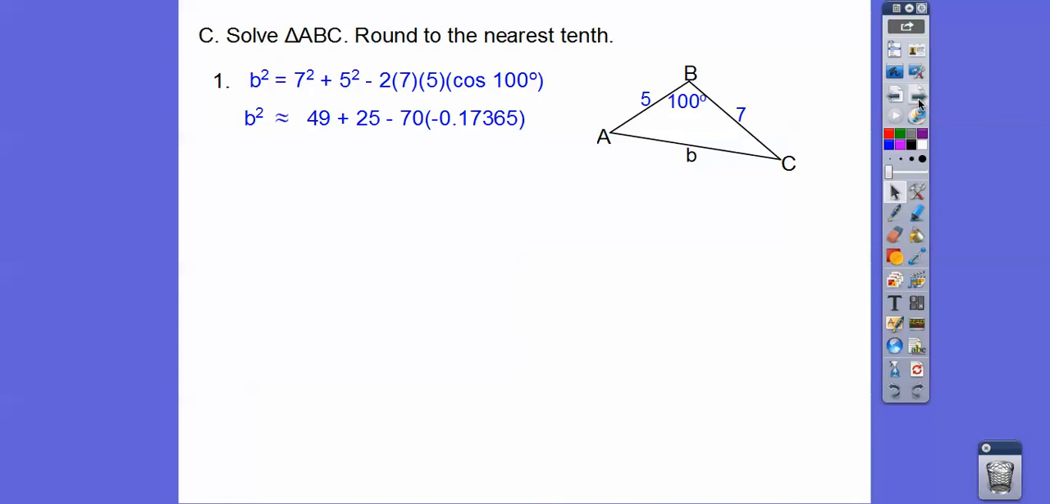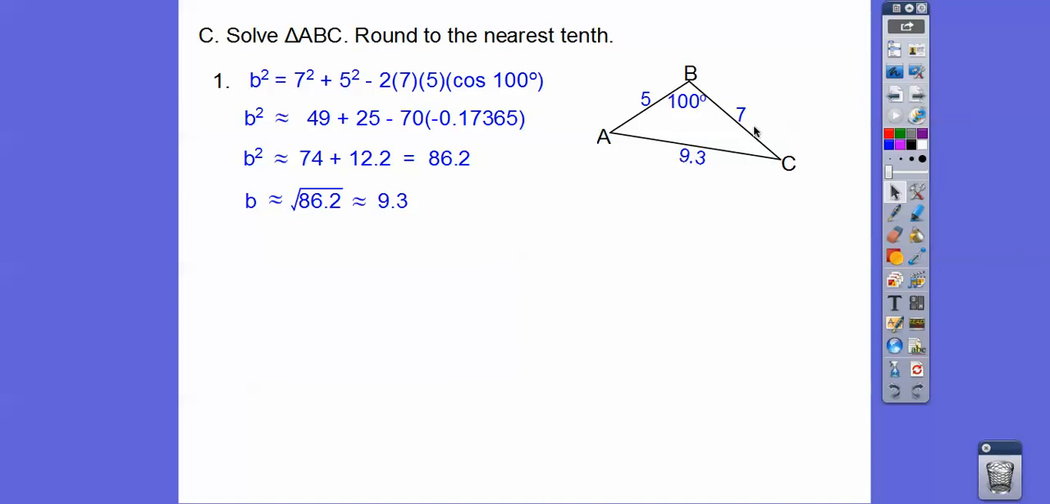All right, so if we plug all that in our calculator, now we'll understand later why this is negative, you guys, so hang in there. But the cosine of 100 is negative 0.17365. Okay, and then of course 7 squared and 5 squared, and then if we clean that up, we get that, and so that's what b squared is. So b is the square root of that. So let's go ahead and put that in there.